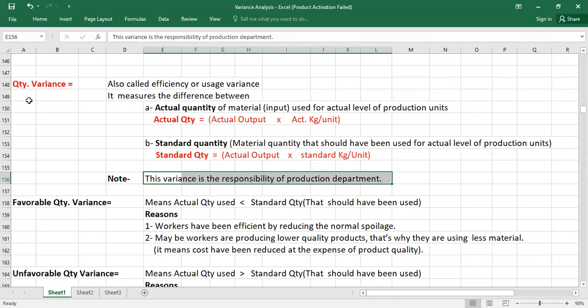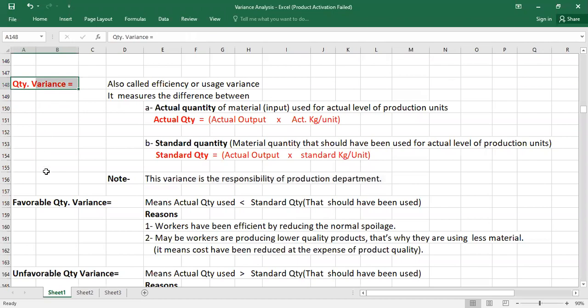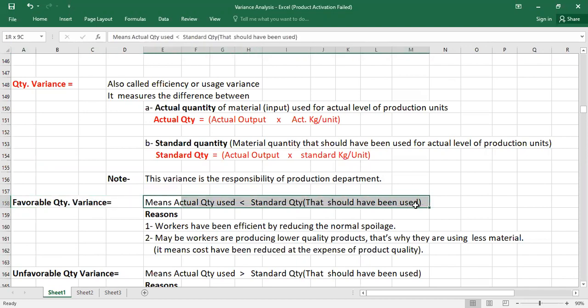Now we can divide the quantity variance again. Your quantity variance could be a favorable quantity variance or an unfavorable quantity variance. A favorable quantity variance occurs when the actual quantity used is less than the standard quantity, which is the quantity that should have been used. And what could be the reasons?